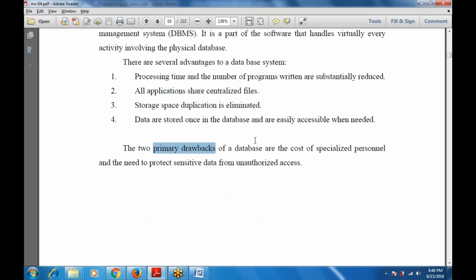The two primary drawbacks of the database are the cost of specialized personnel and the need to protect sensitive data from unauthorized access.